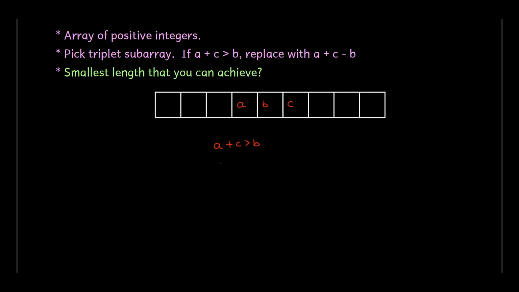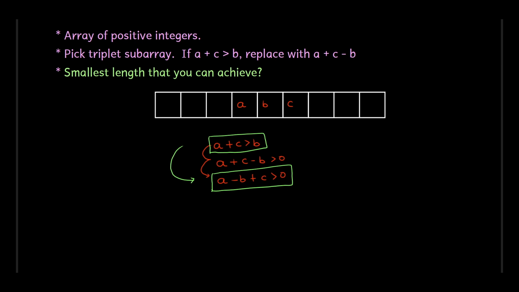Now let me rewrite it in a fancy way like so. A plus C minus B is strictly greater than 0. And let me rewrite it in another fancy way, which is A minus B plus C is greater than 0. Now what is the motivation behind writing it in this fancy format? Because mathematically this and this are equivalent. But you will see why this interpretation will help us a lot more in solving the problem. And why is this helpful? Because in this interpretation, all the elements of the triplet appear in order. First A, then B, and then C.